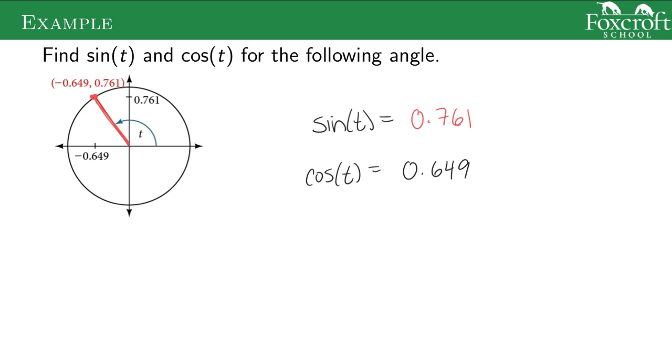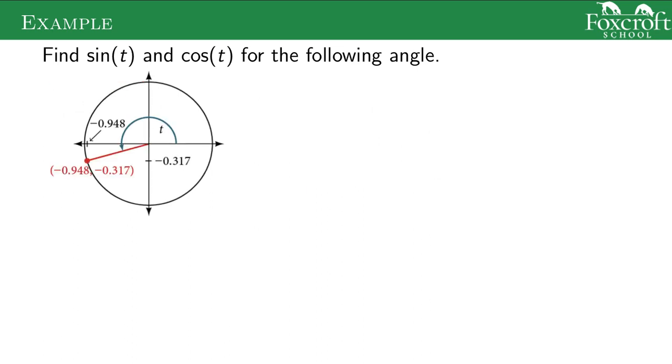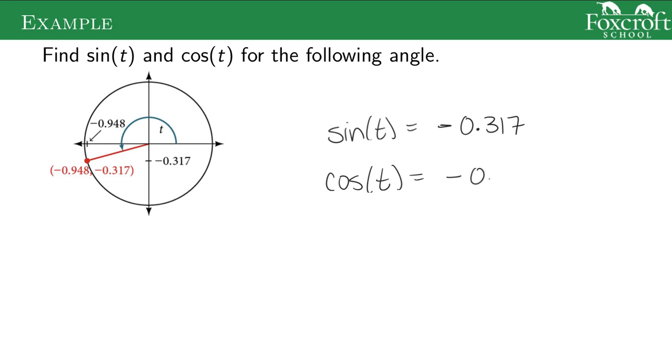X is cosine. Oh, I actually made a mistake. This is negative, right, because there's a negative sign there. And the sine is the y value. All right, so find sine and cosine for this angle. Sine of t: my angle hits the unit circle, and I take the y value. In this case, I remember that there's a negative value, and that is my sine. Cosine of t: same angle, same point on the unit circle, except in this case, I take the x value.